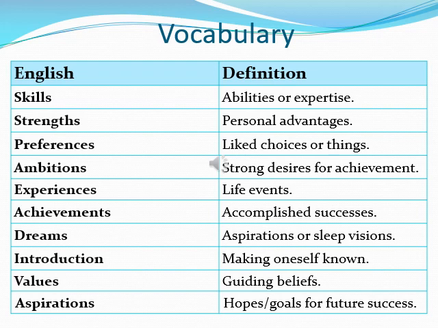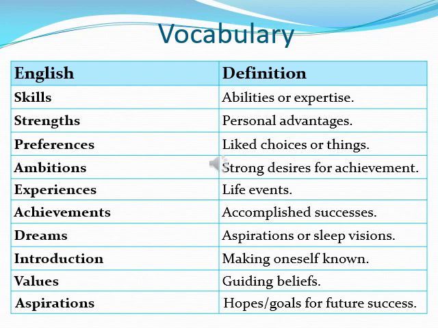Skills. Abilities or expertise. Strengths. Personal advantages. Preferences. Liked choices or things. Ambitions, strong desires for achievement. Experiences. Life events. Achievements. Accomplished successes.